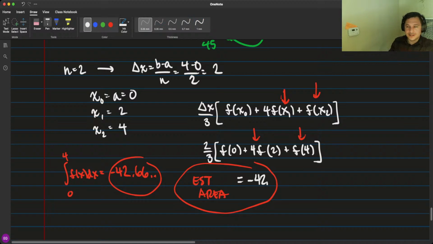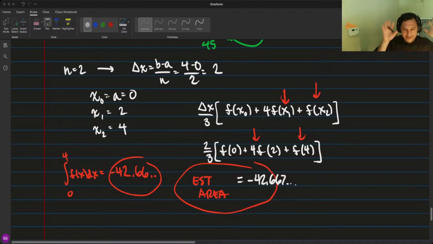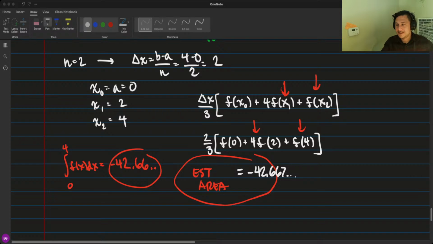Negative 42.667. Okay, there we go. It's basically perfect. Yay! Oh my god, I was really worried. I was like, did I break something? My bad, I did type it into Wolfram wrong. It basically only differs in the third decimal place. So the error was like 0.001.